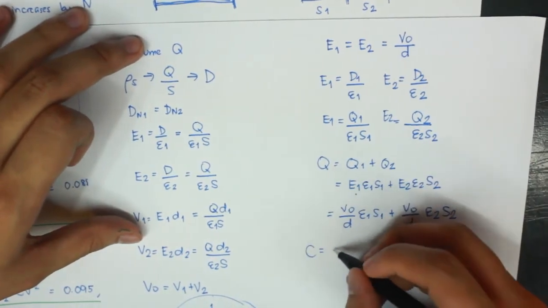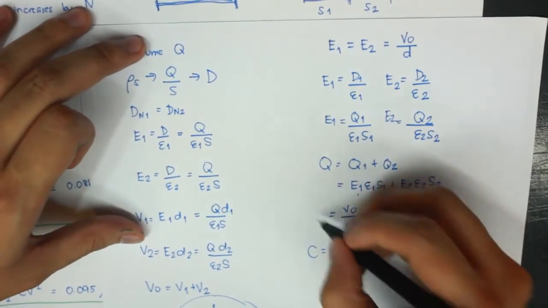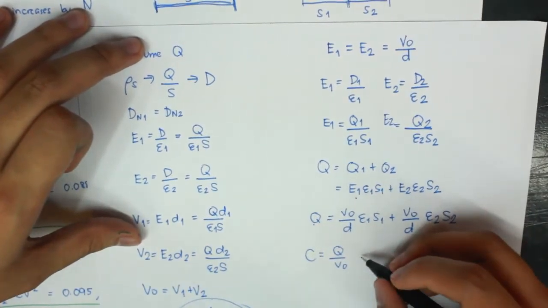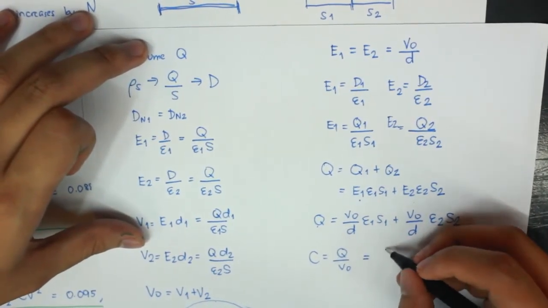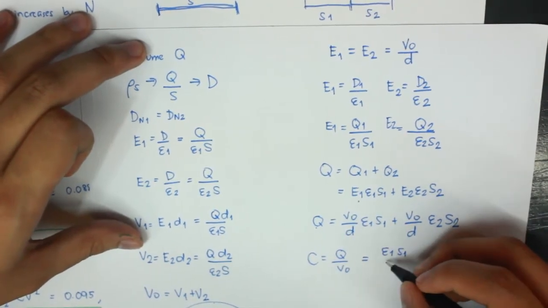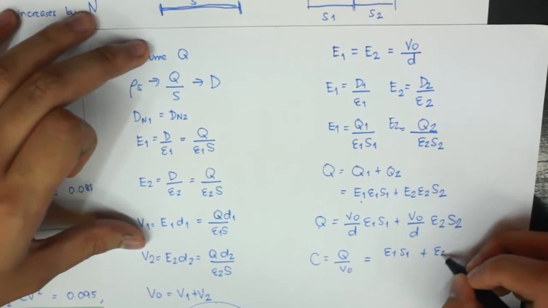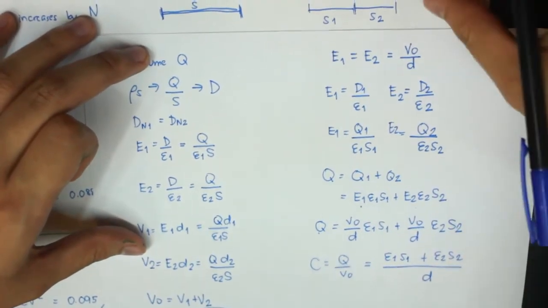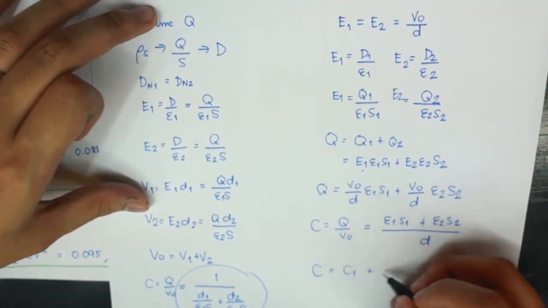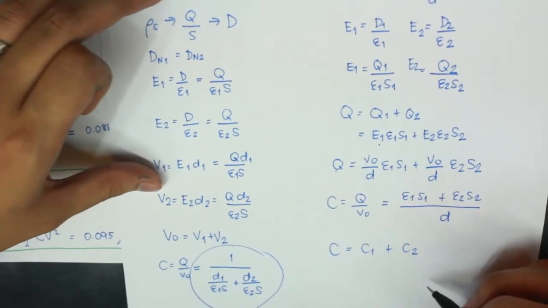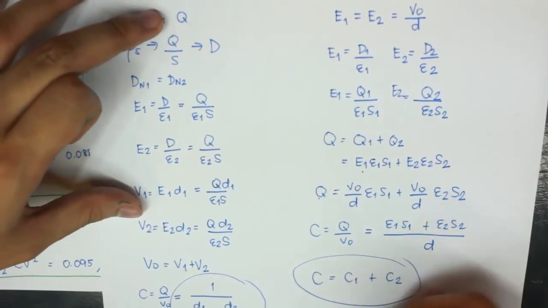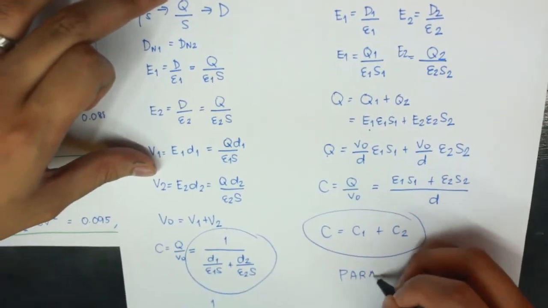Then, balik tayo sa formula ng C equals Q over V0. Q over V0, kunin lang V0. Lalabas dito ay epsilon 1 S1 plus epsilon 2 S2 over D. Since pareho lang yung distance nila. And this is actually parallel configuration for capacitance. Parallel.